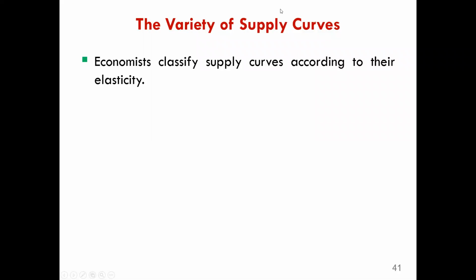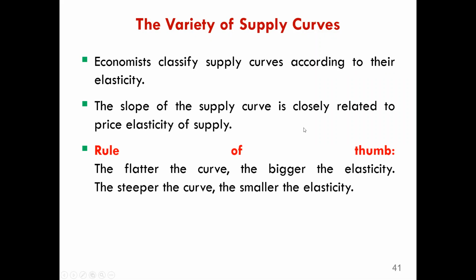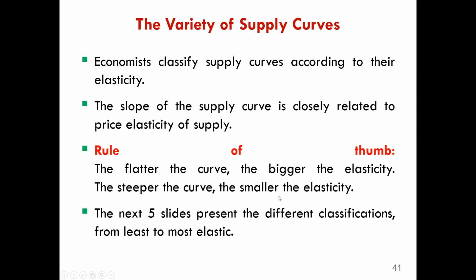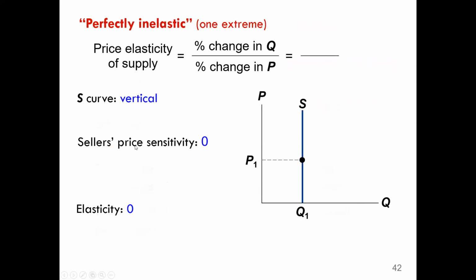So once again, economists classify supply curves according to their elasticity. And the slope of the supply curve is closely related to the price elasticity of supply. So the rule of thumb here will be that the flatter the curve, the bigger the elasticity, and the steeper the curve, the smaller the elasticity. So the next 5 slides will present different classifications from the least to the most elastic. So let's look at the first one, which is the perfectly inelastic supply curve.